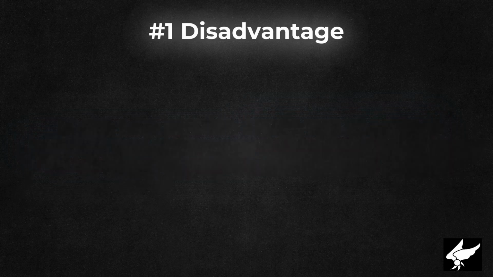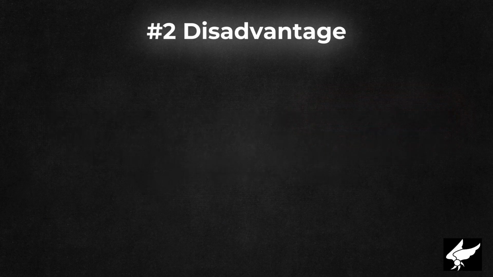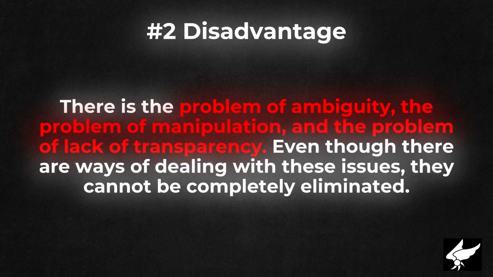Number 1. Order flow analysis can be overwhelming to learn in the beginning due to the way the tools work and the intricate nature of market microstructure. 2. Like we saw, order flow analysis is not devoid of problems. There is the problem of ambiguity, the problem of manipulation, and the problem of lack of transparency. Even though there are ways of dealing with these issues, they cannot be completely eliminated.